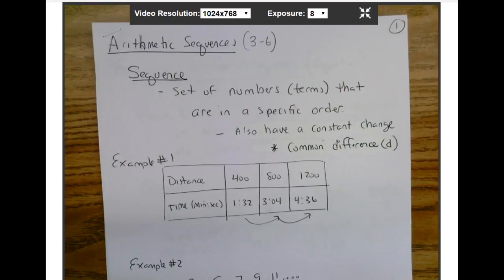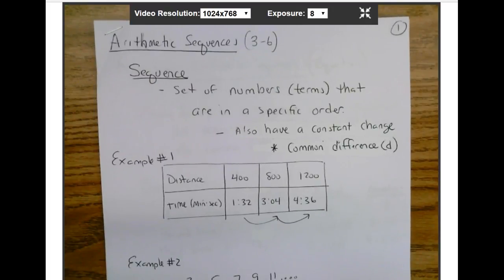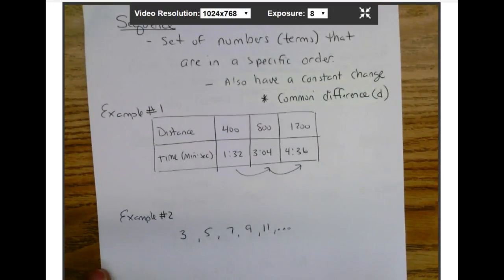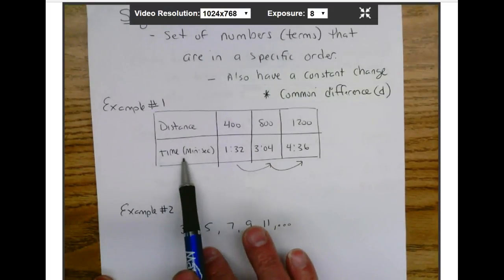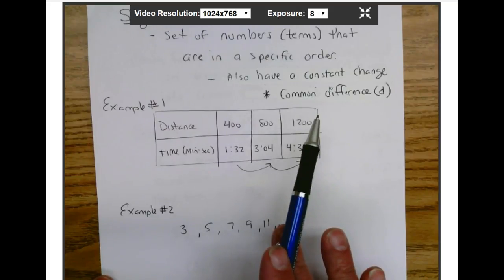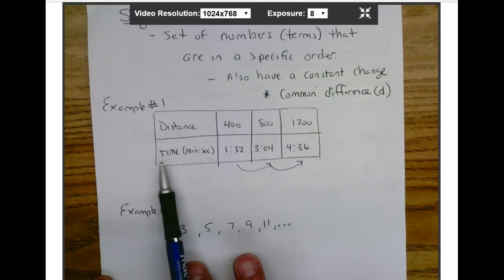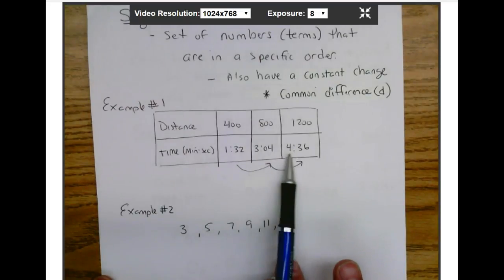So I'm going to show you a few examples to help you understand. Look at example 1 here. We have a distance and a time. We have distances of 400, 800, and 1200. And then we have times, 132, 304, and 436.